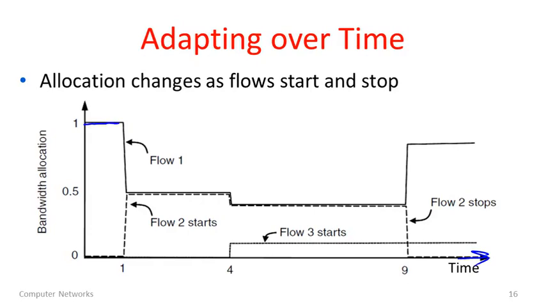Just imagine these flows are all going over a very simple network. At time 1, flow 2 starts. So that means that flow 1 and flow 2 are going to share the network. Flow 1 will get half a unit. Everyone goes on. At time 4, flow 3 starts. Now flow 3 gets a small unit of bandwidth.